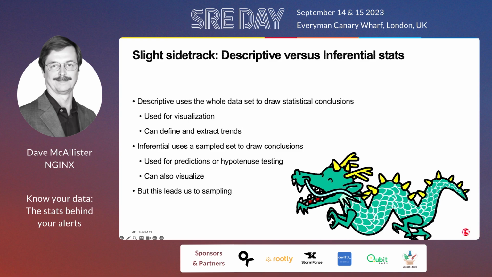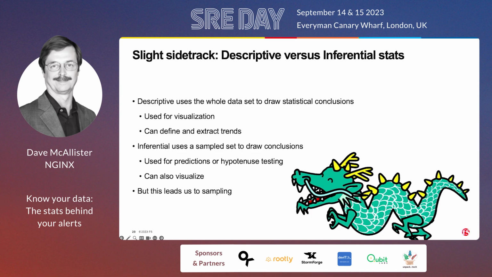Slight sidetrack here because I just mentioned inferential. There's 2 concepts that show up in stats. One of them is descriptive and one of them is inferential. Descriptive says use every single piece of data to make your number appear. Inferential says pick the sampling of the data that you want. So use the set of data that you've chosen to use to find what your values look like here.